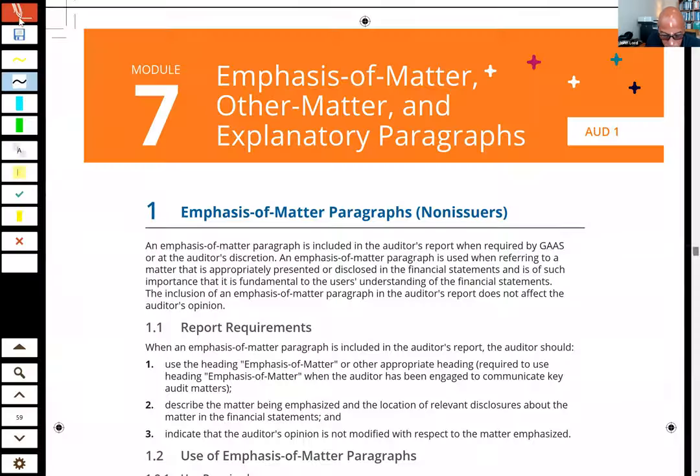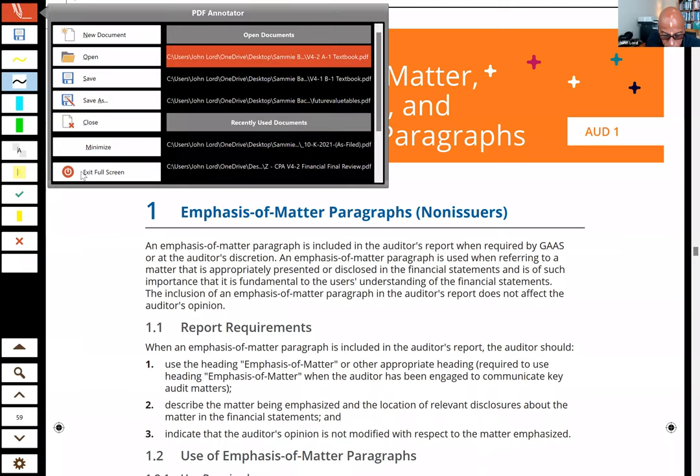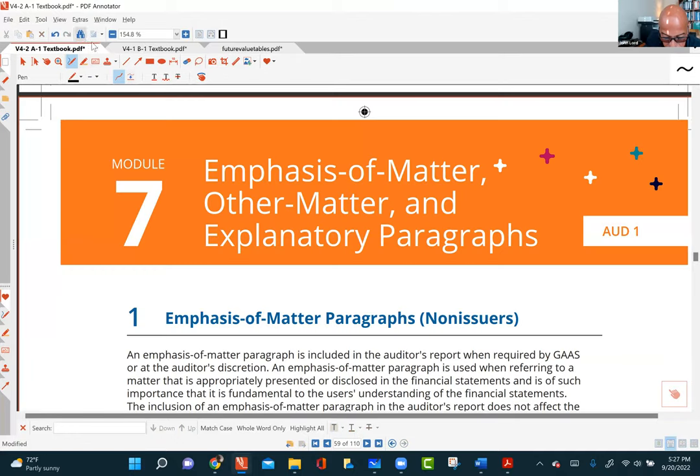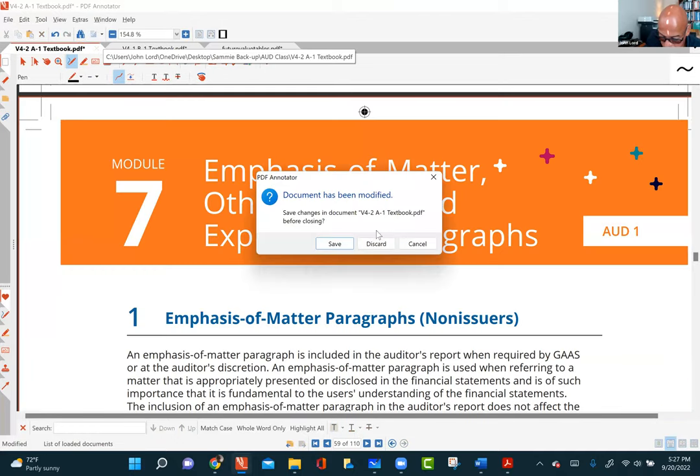Oops, you guys don't want to talk about auditing, I don't think, today. Let me close that. Somehow my auditing book is sitting here. I don't need that today.